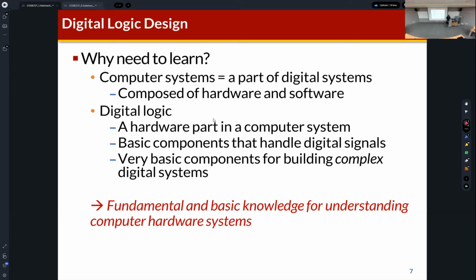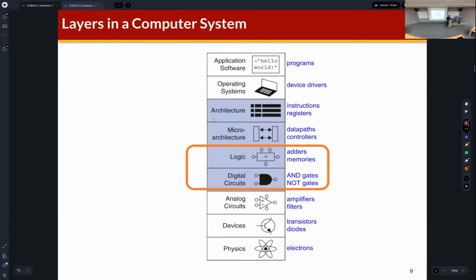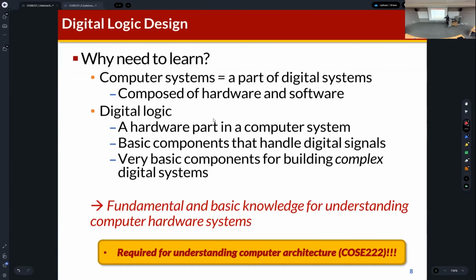So if you can be motivated by some knowledge, then I think you can also focus on this class, this course. That's why I'm talking about why we need to learn digital design. Also, it is required for a mandatory course, the computer architecture course, COSE222.